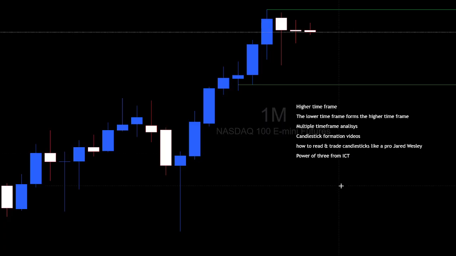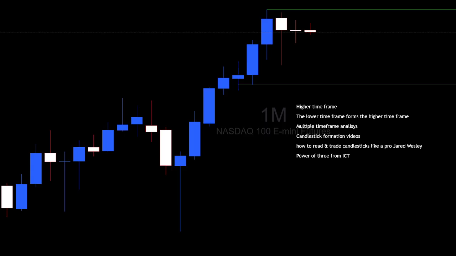So that being said, it's pretty clear that we cannot rely on only one time frame. That's why our analysis has to be in multiple time frames, even 1 month, 1 week, daily, hourly.